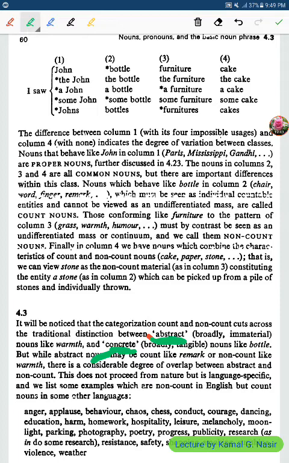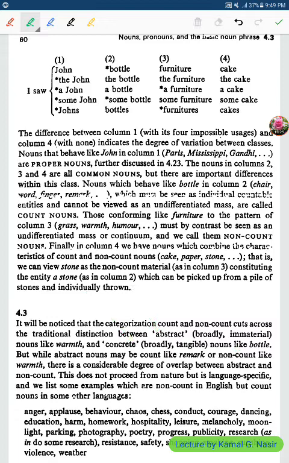Now what are, for example, the abstract nouns? Abstract means broadly immaterial, يعني ليس لها مادة. But the concrete, which is what? Broadly tangible. The abstract words like warmth cannot be touched. Warmth, you see? It is a noun, but which noun? Abstract. And the other noun, for example, bottle. Bottle is concrete, because it has material.